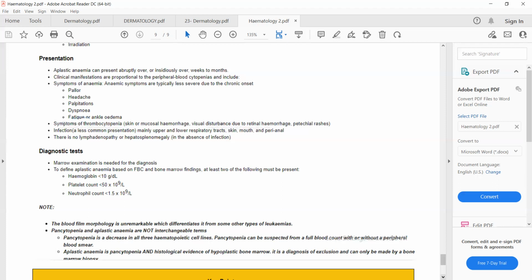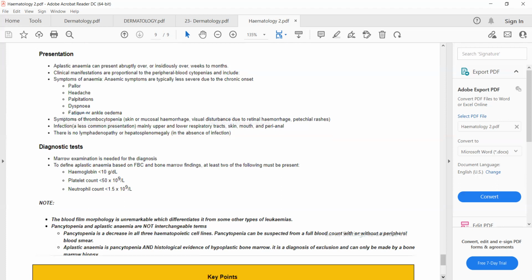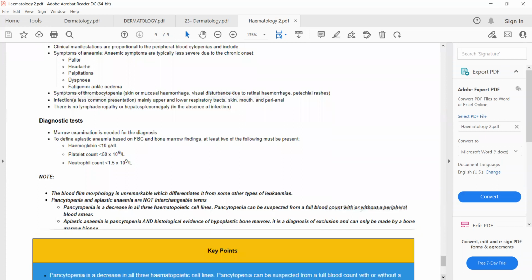So marrow examination is needed for the diagnosis. To define aplastic anemia based on full blood count and bone marrow findings, at least 2 of the following must be present: hemoglobin less than 10, platelets less than 50, and neutrophils less than 1.5. These two must be present to make a diagnosis of aplastic anemia. An important note is that the blood film morphology is unremarkable.